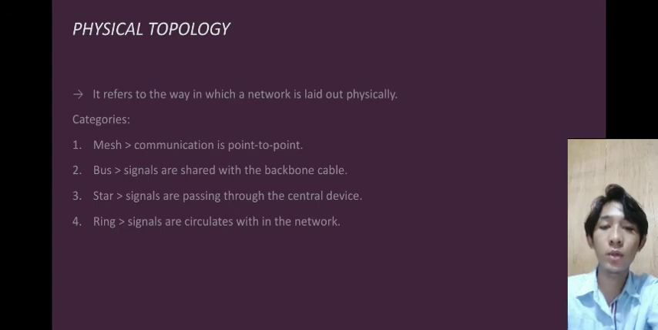a hub or switch. Ring. Signals circulate within the network. A ring topology is a network configuration where the device connections create a circular data path. Each network device is connected to two others, like points on a circle.